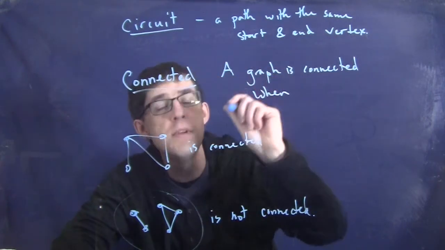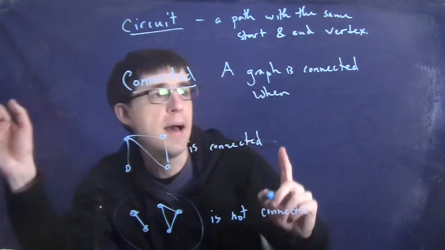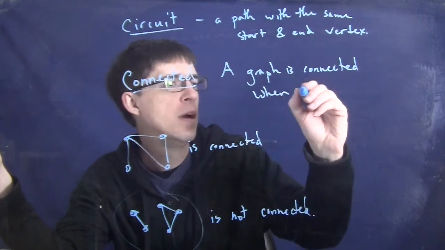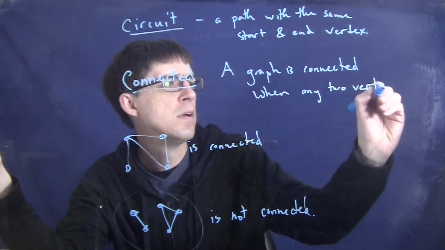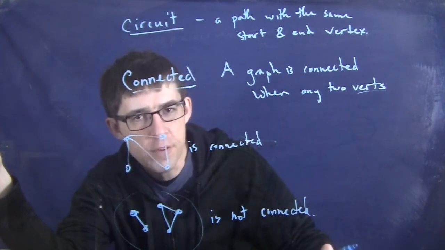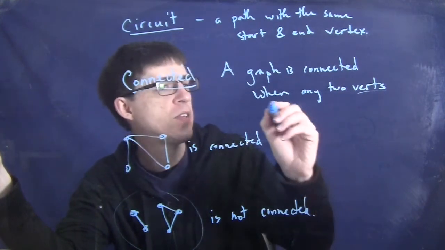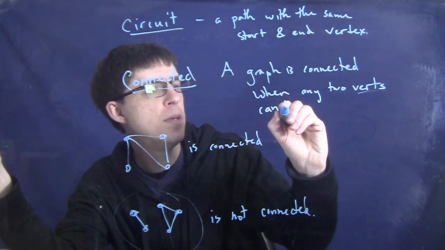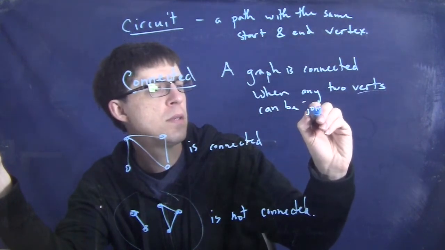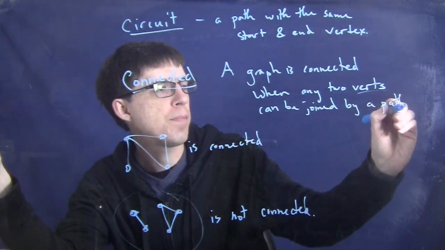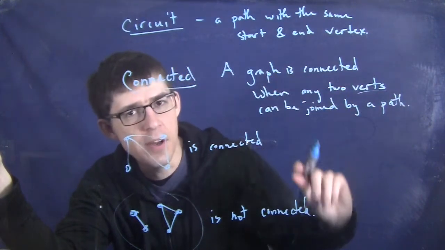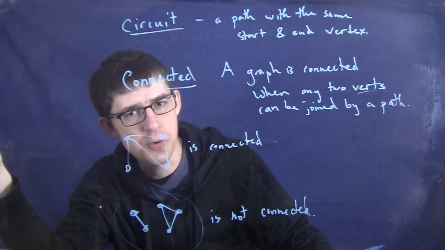So the true definition of connectedness is about paths, and I'm going to say a graph is connected when any two vertices, I'm often going to write verts, any two verts can be joined by a path. All right? And here I did not use any undefined terms like chunks or pieces.